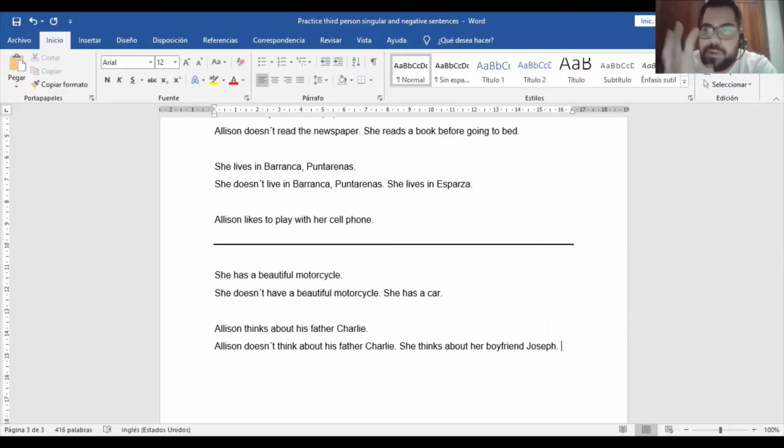All right, this was a homework that was missing. Es una tarea que estaba pendiente por ahí. So the idea is that you check it, guys, okay? That you check it at home, okay? That's the idea, okay?